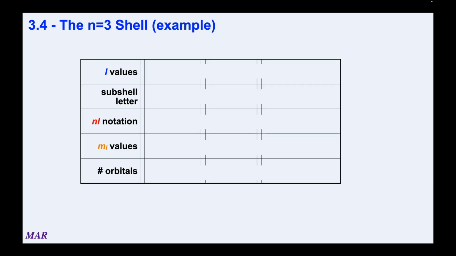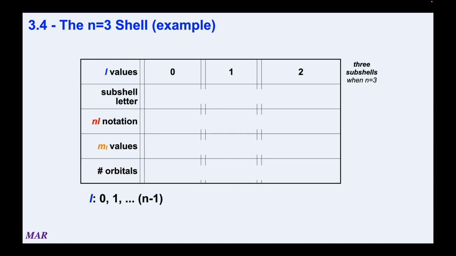So first of all, when n equals 3, L values go from 0 up to n minus 1. So 3 minus 1 means it's going to go up to 2. So L always starts at 0. It's going to go up to 2. There's going to be L values of 0, 1, and 2. L and n can never be the same thing, but L will be up to n minus 1. And notice that means 3 L values here for n equals 3.